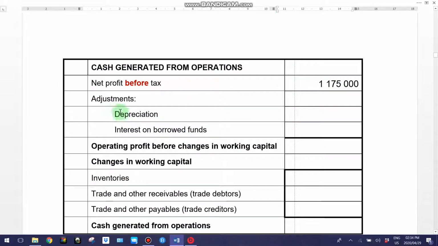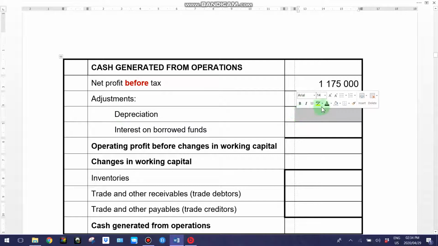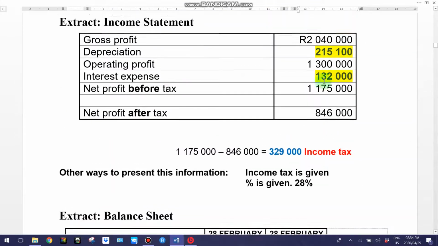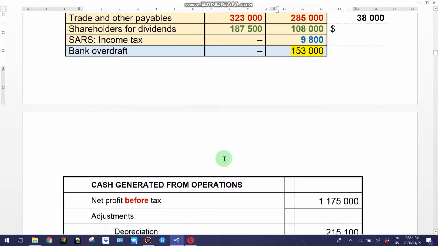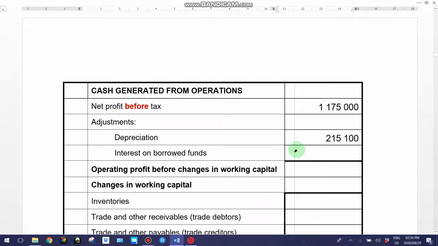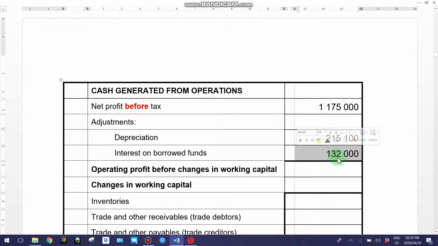Then I want to add back depreciation. So depreciation, where do I get this amount? It's on the income statement again. That is why we need that information from the income statement. I'm going to add this depreciation back to this note, and I'm going to also add back the interest that will also be given to me on the extract. So these three amounts for the cash generated from operation are amounts that I'm taking from the extract of the income statement.